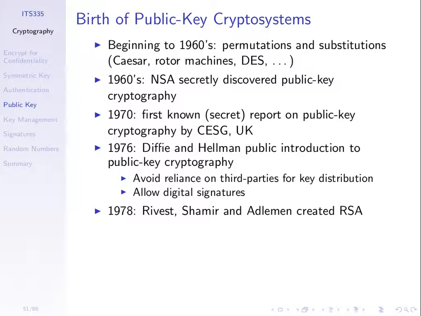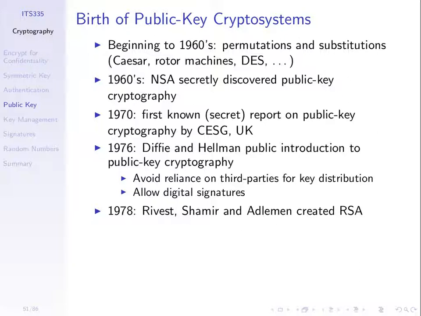Some history, very quickly. Up until about the 1960s, everything was symmetric key encryption. From Julius Caesar, the Roman emperor, thousands of years ago, through to about the 1960s, it was all symmetric key encryption. Then different people over a period of 10 or 20 years discovered this new technique called public key encryption. The two people who really introduced it to the public were called Diffie and Hellman. They designed public key cryptography and introduced it to everyone.